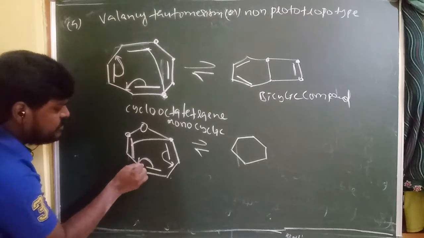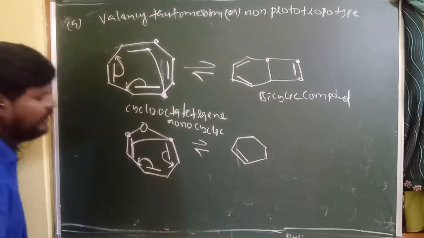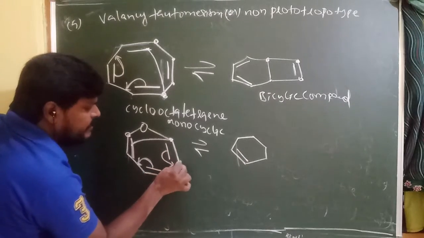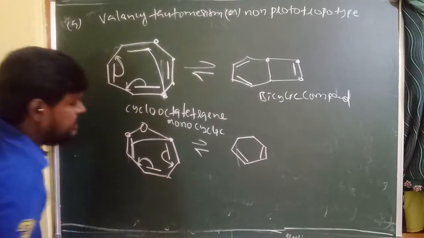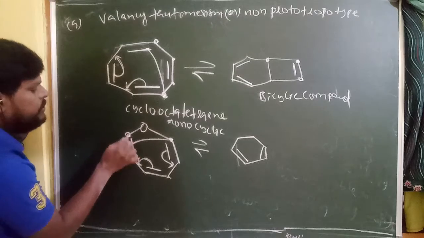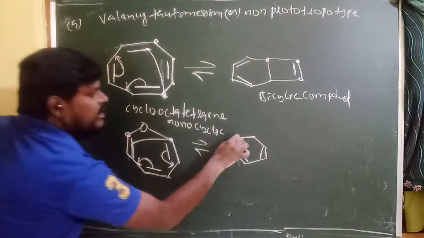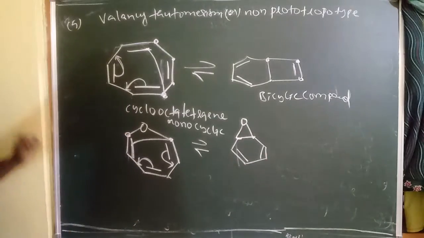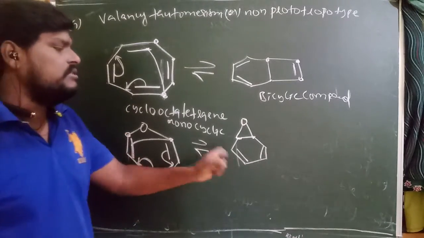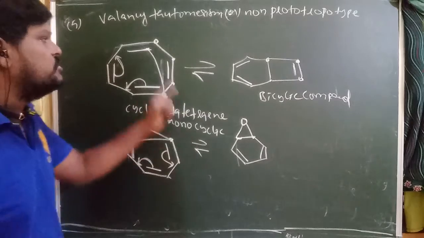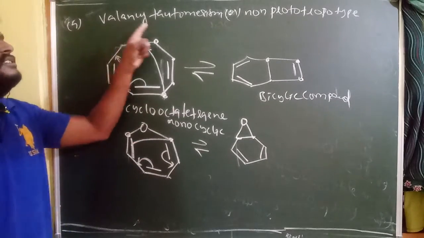This bond rotates between these two carbons. That's why a bond appears here. And this bond rotates between these two carbons, so a bond appears here, and this pi bond makes a new bond between this carbon to this carbon, this carbon to this carbon, and one oxygen is left. So it is monocyclic, it is also a bicyclic compound. So these two examples show what valency tautomerism is.